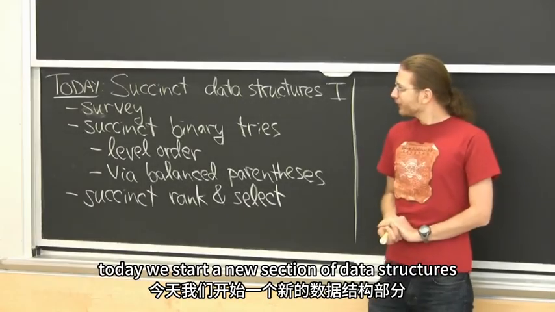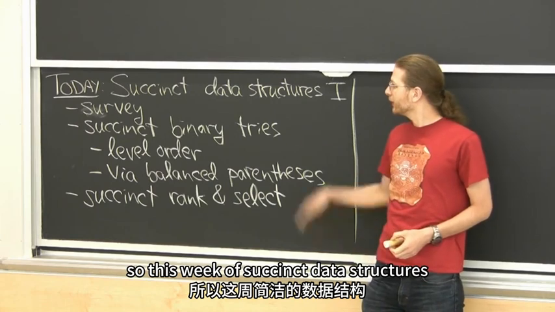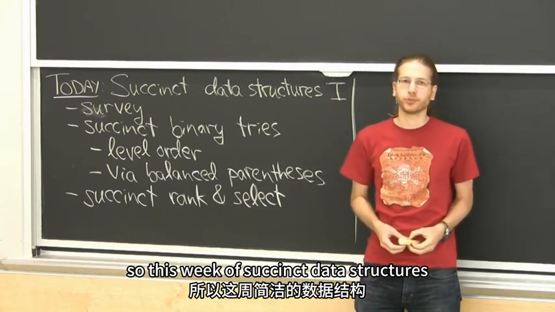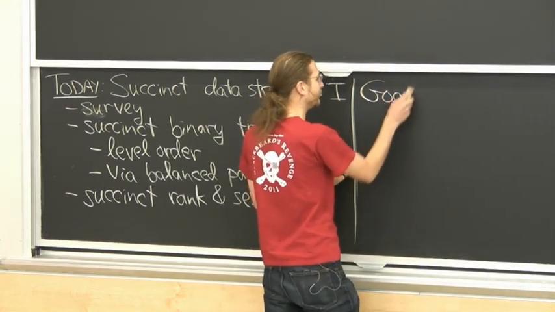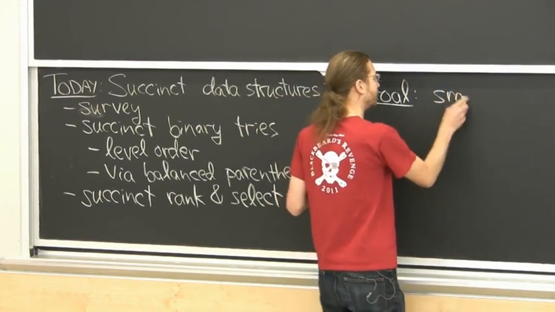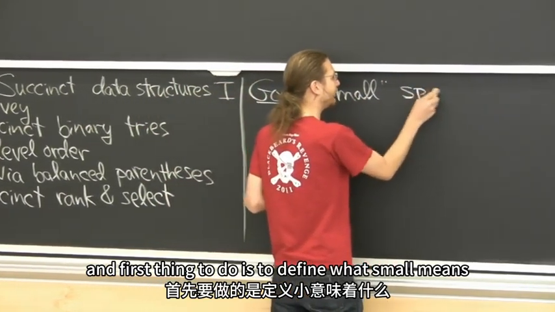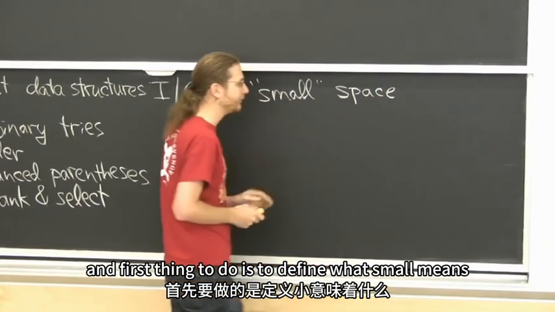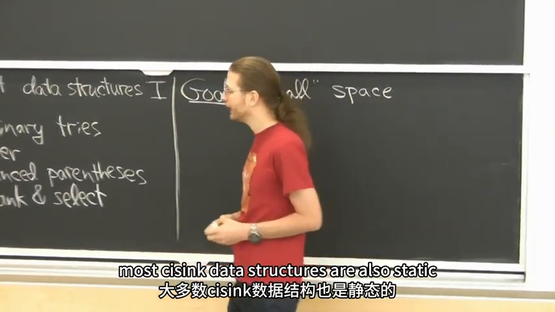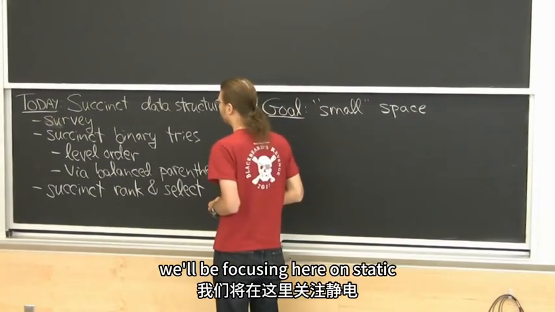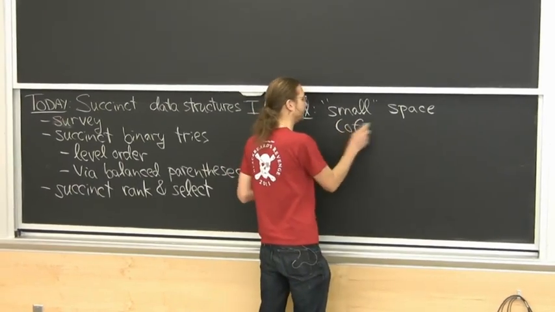All right, today we start a new section of data structures. This is going to be 2 lectures long, so this week, succinct data structures, where the goal is to get really small space. And first thing to do is to define what small means. Most succinct data structures are also static, although there are a few that are dynamic. We'll be focusing here on static data structures.